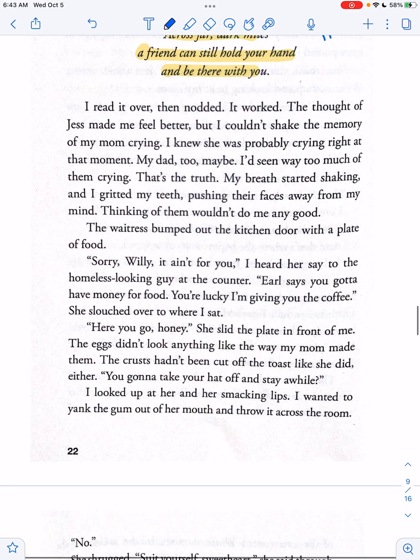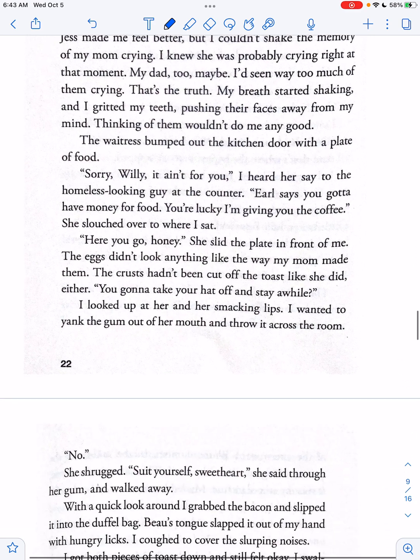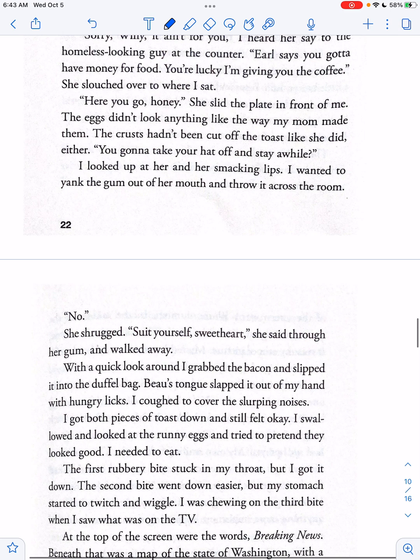The eggs didn't look anything like the way my mom made them. The crust hadn't been taken off the toast like she did either. "You gonna take your hat off and stay a while?" I looked up at her and her smacking lips. I wanted to yank the gum out of her mouth and throw it across the room. "No." She shrugged. "Suit yourself, sweetheart," she said through her gum and walked away.